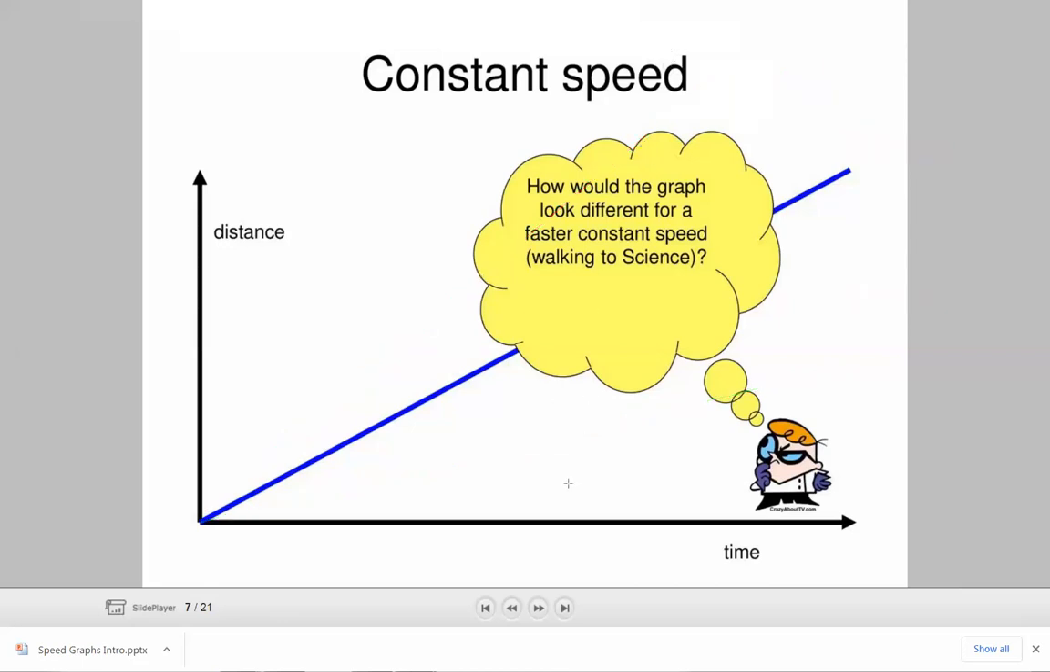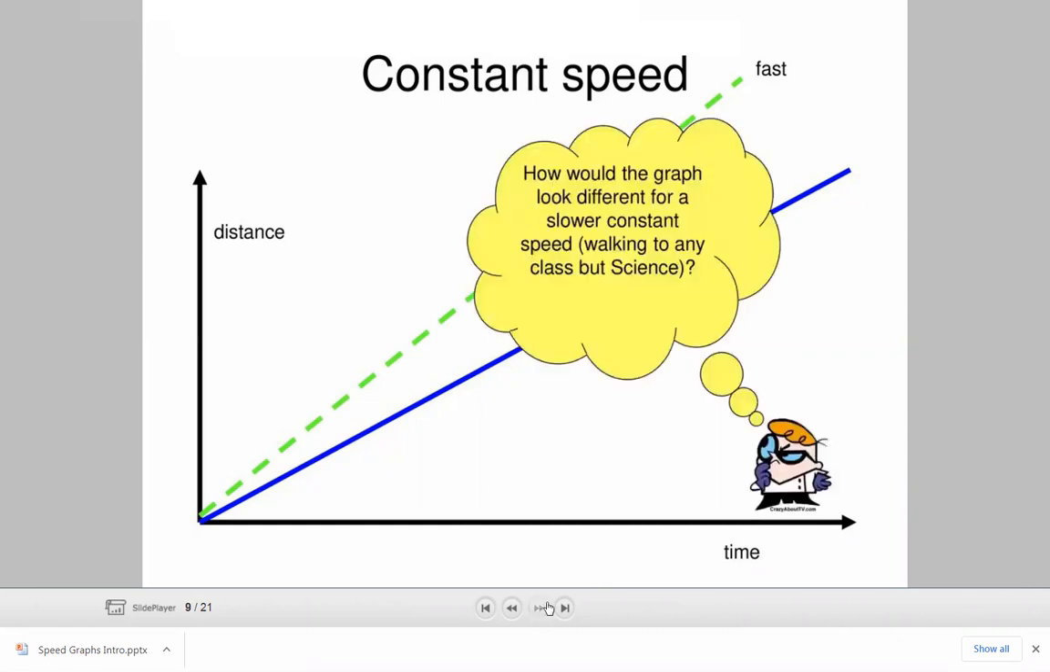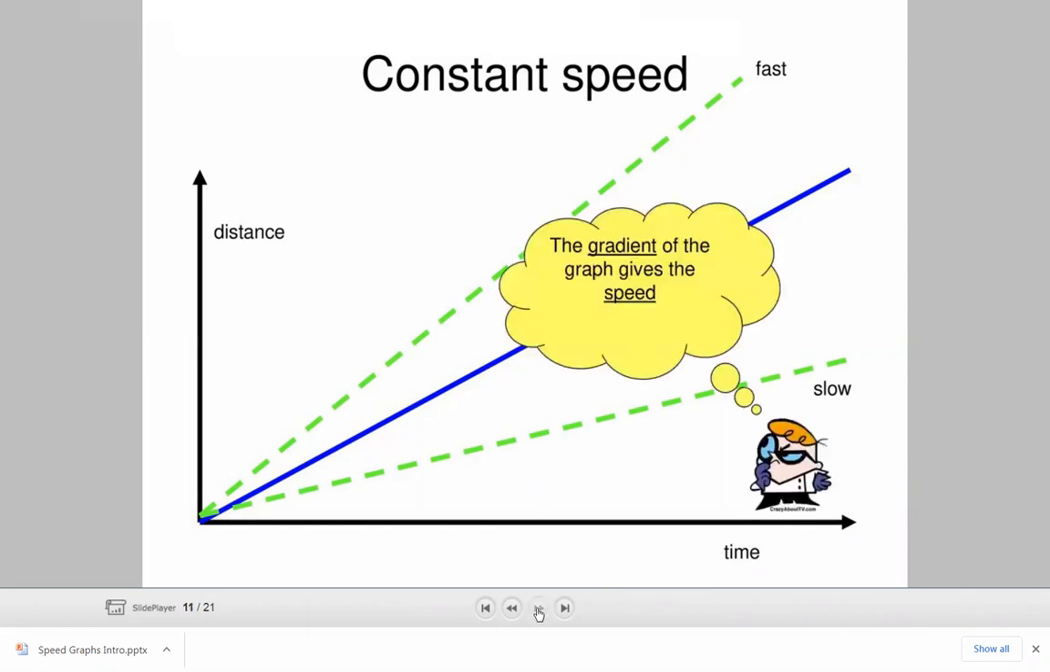This point could be summarized if we look at this slide. So the green line here, the dotted one, represents an object that is traveling at a constant speed, but a faster one, since the slope is steep. And how would the graph look for a slower constant speed? It would look something like this. Here you can see that the slope of the line is less, or the line is less steep.